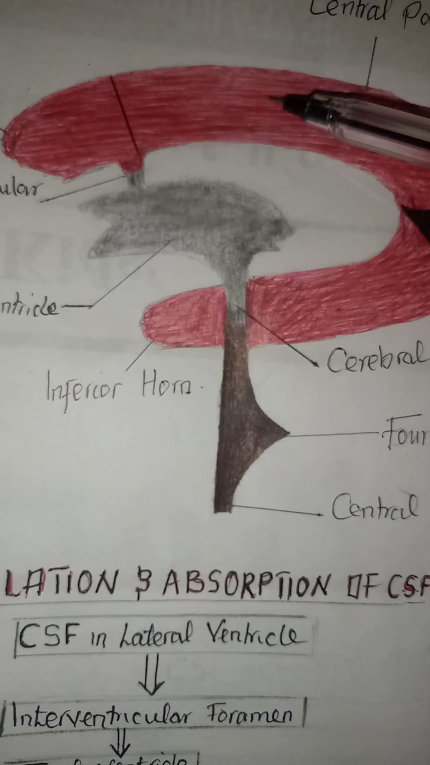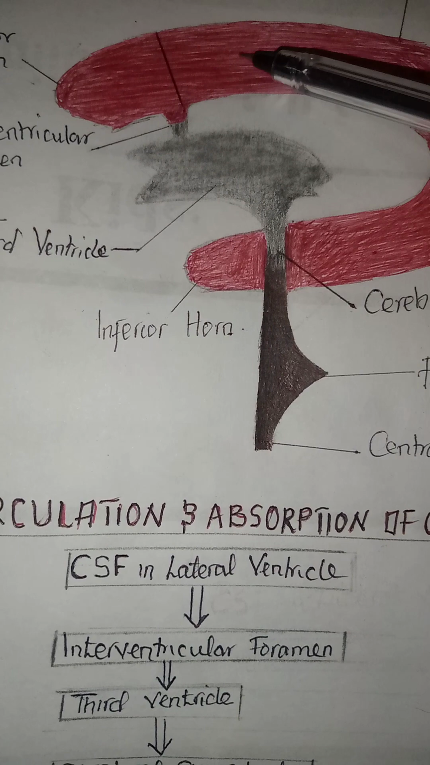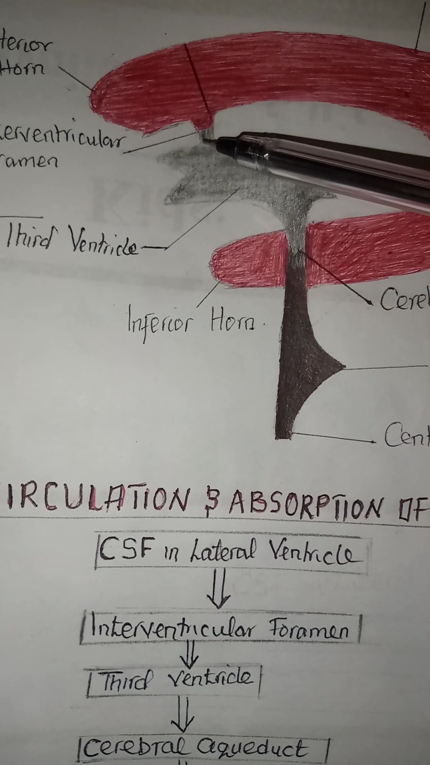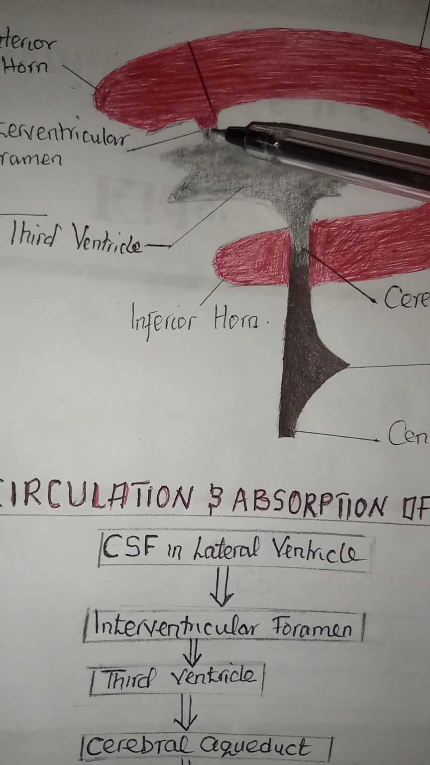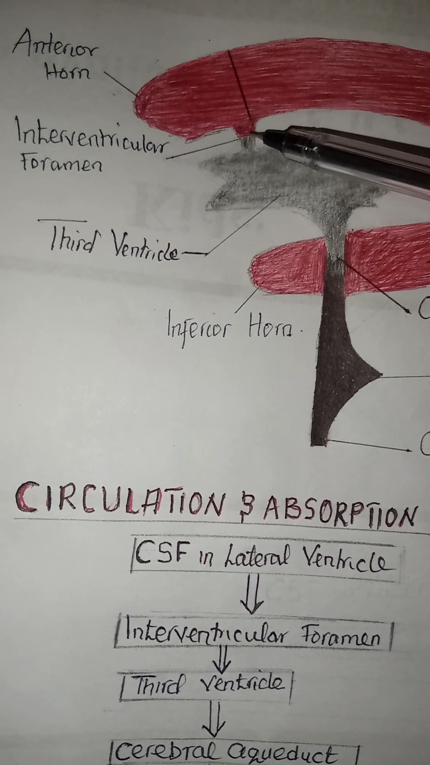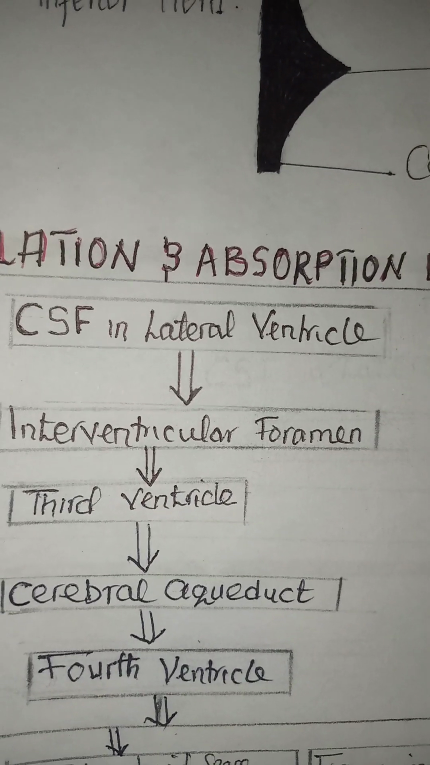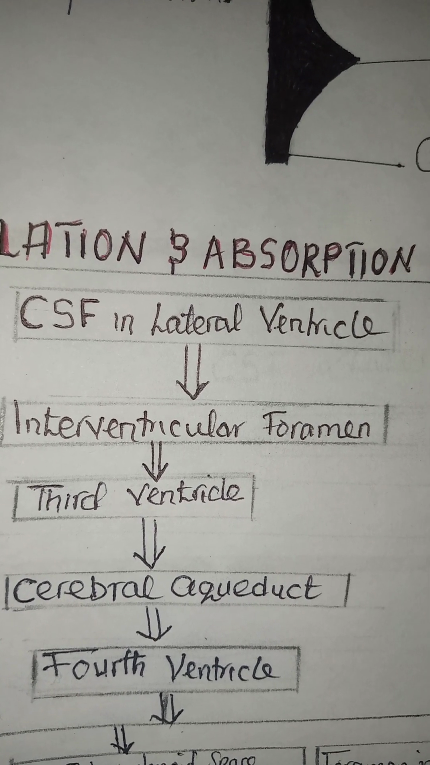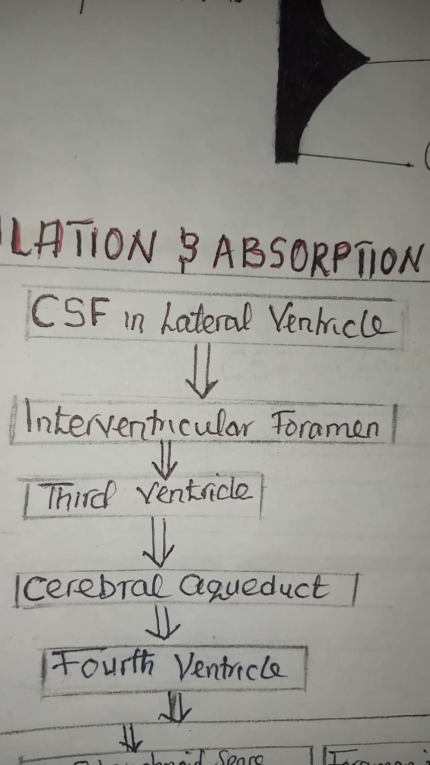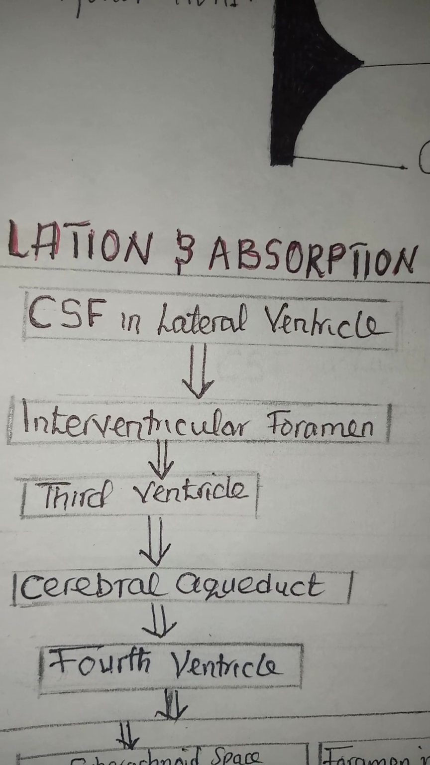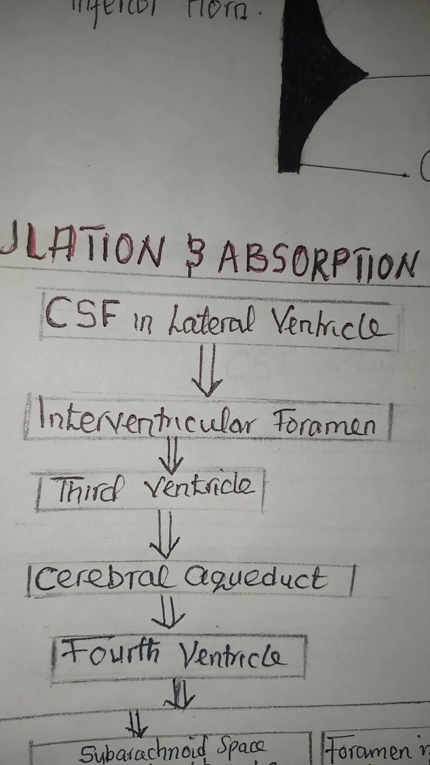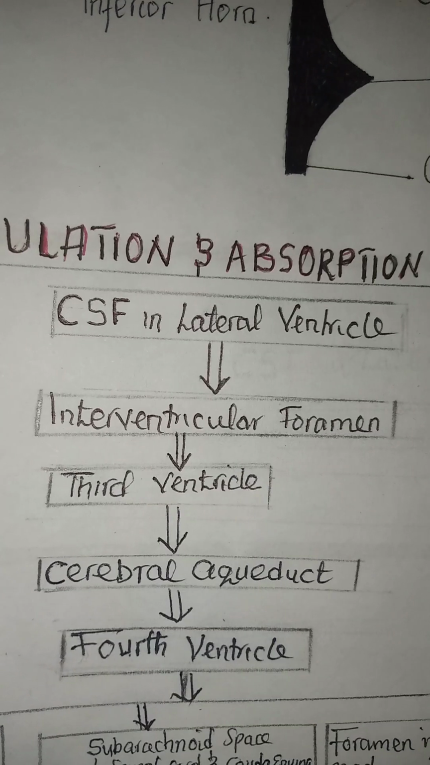So from the lateral ventricle, the cerebrospinal fluid moves into the third ventricle via the interventricular foramen. So we just use a diagram so that it will be simple for you to explain even in an exam. In fact, it will be even simpler for a marker to follow what you are trying to say.